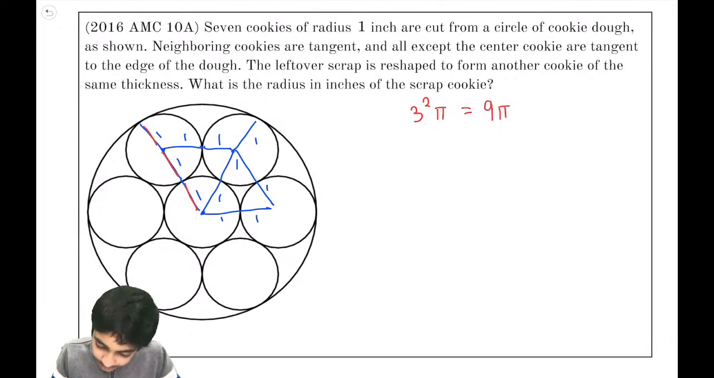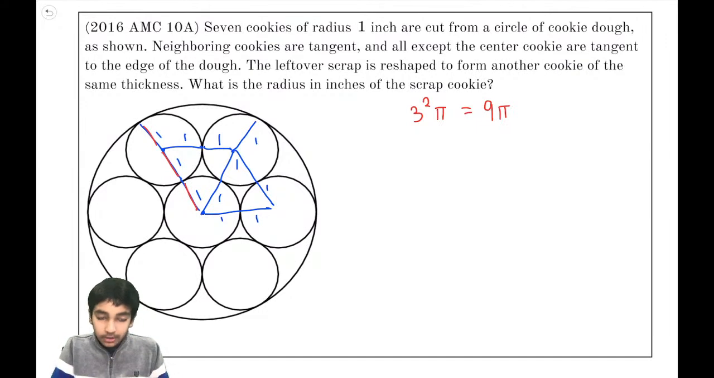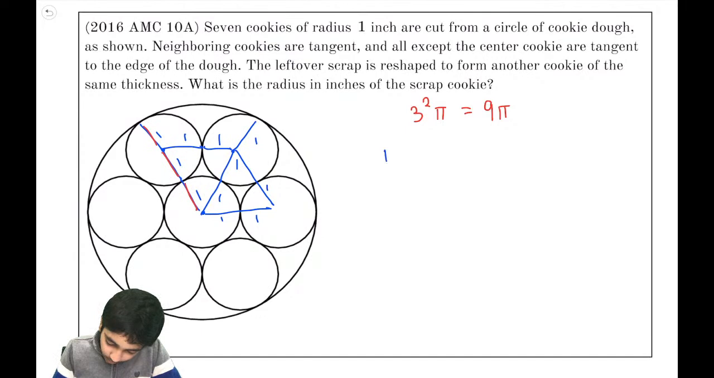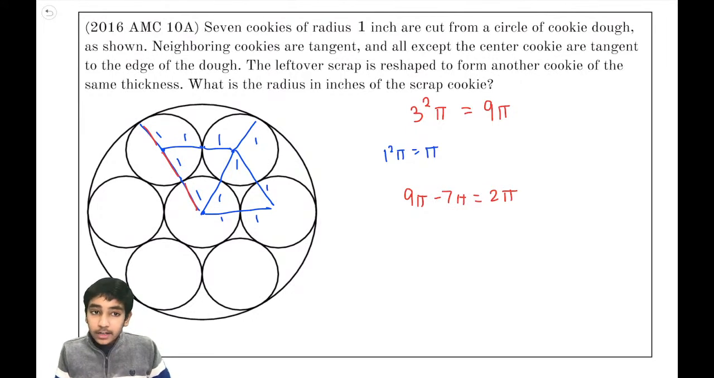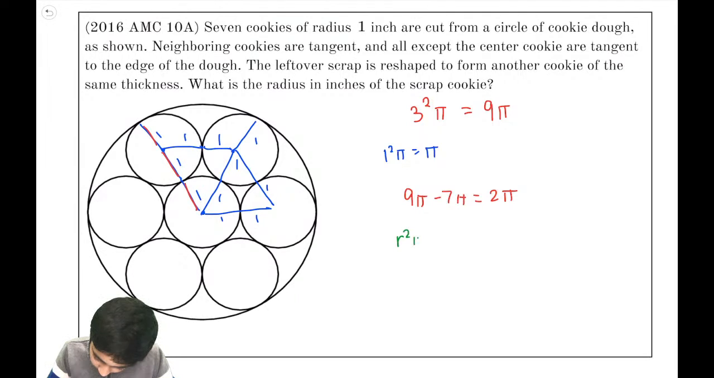Now we're basically taking all these small circles and removing them from our big circle. So the area of each of these small circles is just 1 squared pi, or pi. So the area of 7 of these circles is just 7 pi. So the area of the remaining is 9 pi minus 7 pi, which is just 2 pi. So if the circle has area 2 pi, what's its radius? Well, we know that r squared pi is 2 pi, or dividing by pi on both sides, r squared is 2, or r is root 2. That's the solution for this problem.